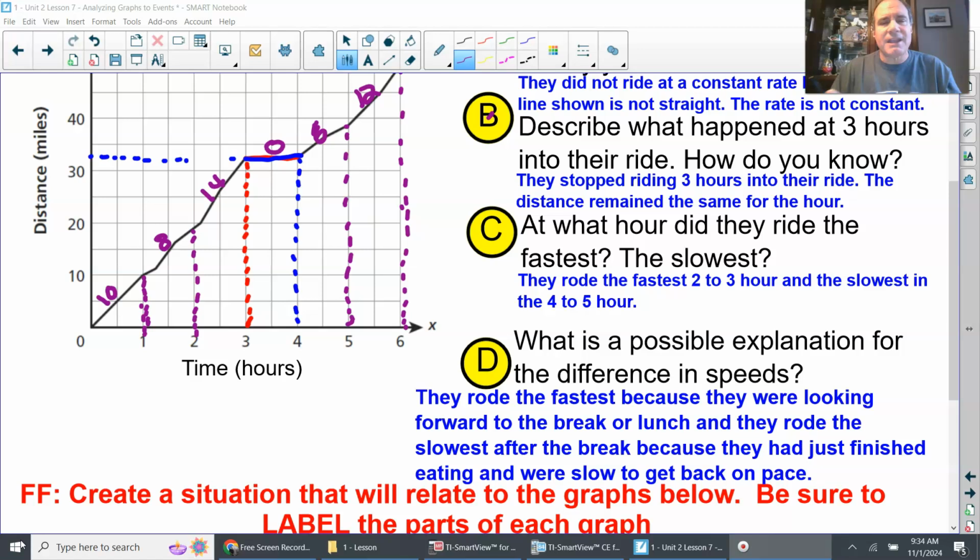Maybe they were going up or down a hill. Going down a hill would make you go at a faster pace riding a bike. Going uphill would make you go a little bit slower. So terrain might have had something to do with it, but this is just one possible explanation.